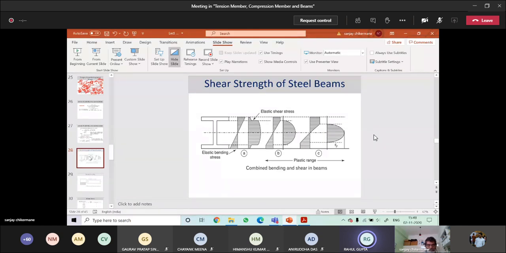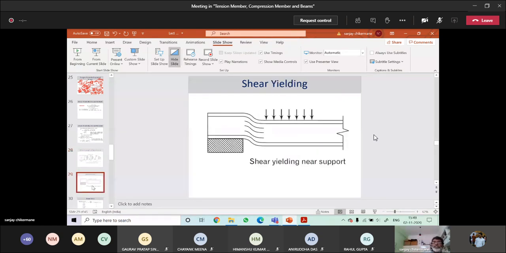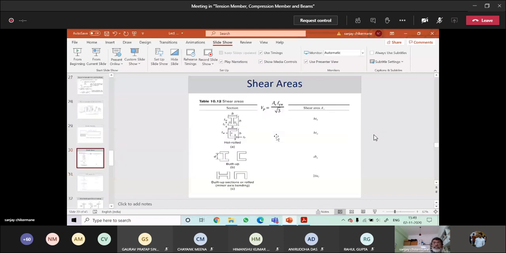Yes, sir. And then when you take a look at shear strength of steel beams, you take a look at shear yielding. So this is the way that the shear yielding happens close to the surface, that the surface doesn't go down, this place does. This is the domain of maximum shear. So you end up getting a maximum shear deformation which happens in this area. And this is telling you what are the different values of shear areas that you have to take.